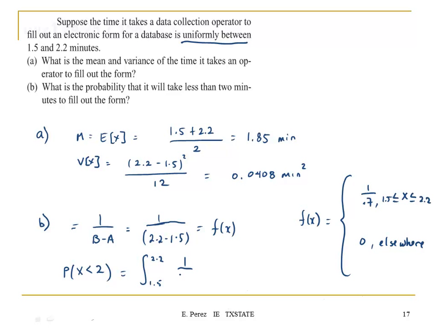Yes, just a 2. Oh, sorry, yes, this is 2. Good. This means you're paying attention. So you go up to 2 because we are looking at the probability of x being less than 2, of 1 over 0.7 dx. And when you solve this, this is 0.7143.